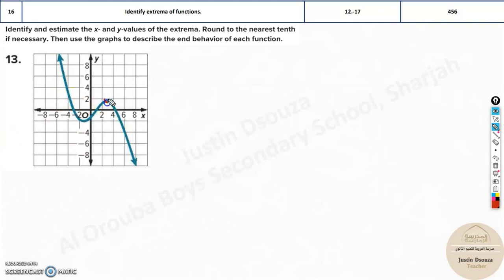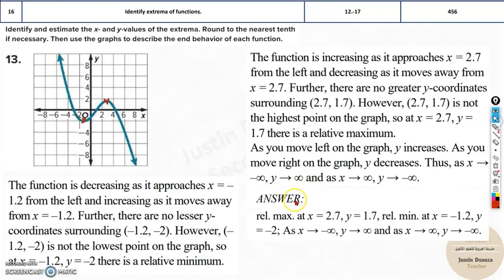Let's see over here. This is the relative maximum, relative minimum. You will have four options. Just check the approximate answers. Somewhere at 3, it is 1.9 or something. Let's see. The relative maximum is not 3, it's exactly 2.7. Now you can zoom in and check, and you will get the answer accurately. But here I'm just saying an approximate answer: 2.7, 1.7. Whereas the relative minimum is at minus 1, somewhere minus 1.2, and the y value is minus 2.